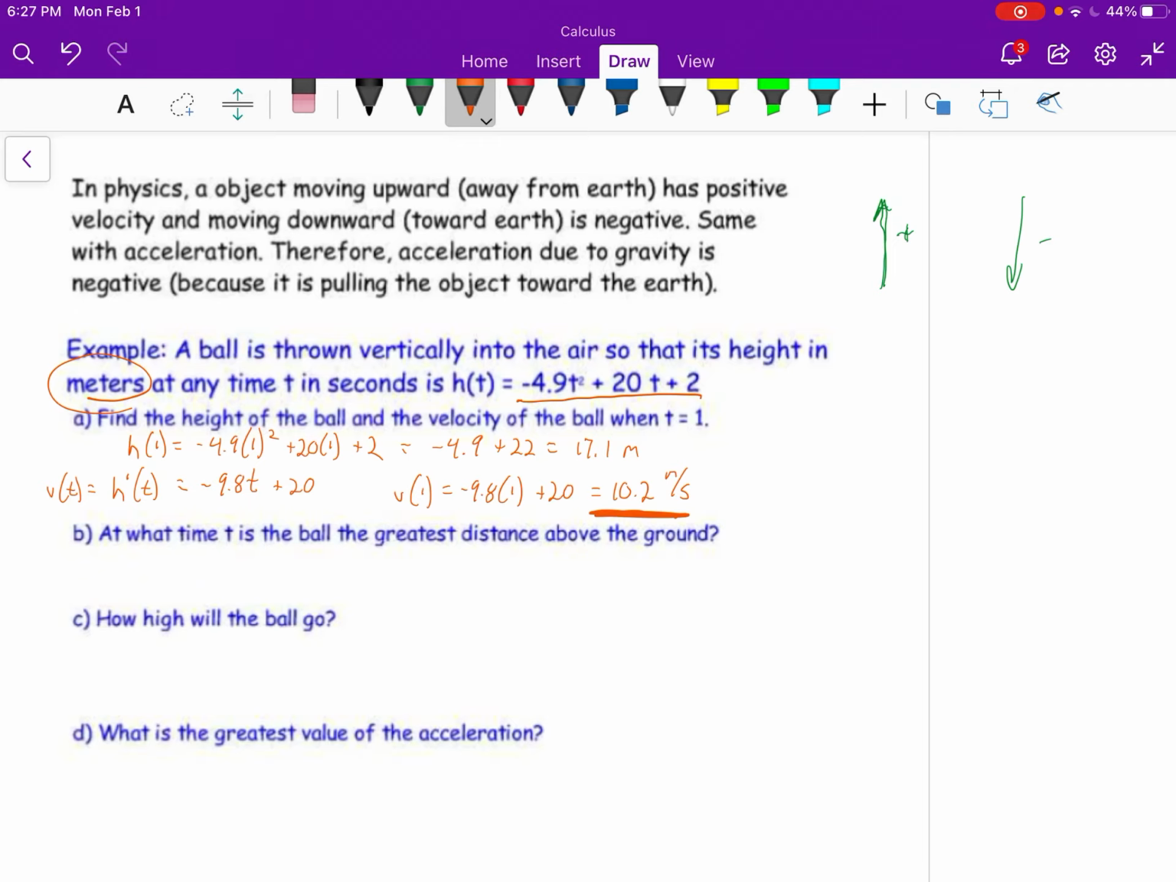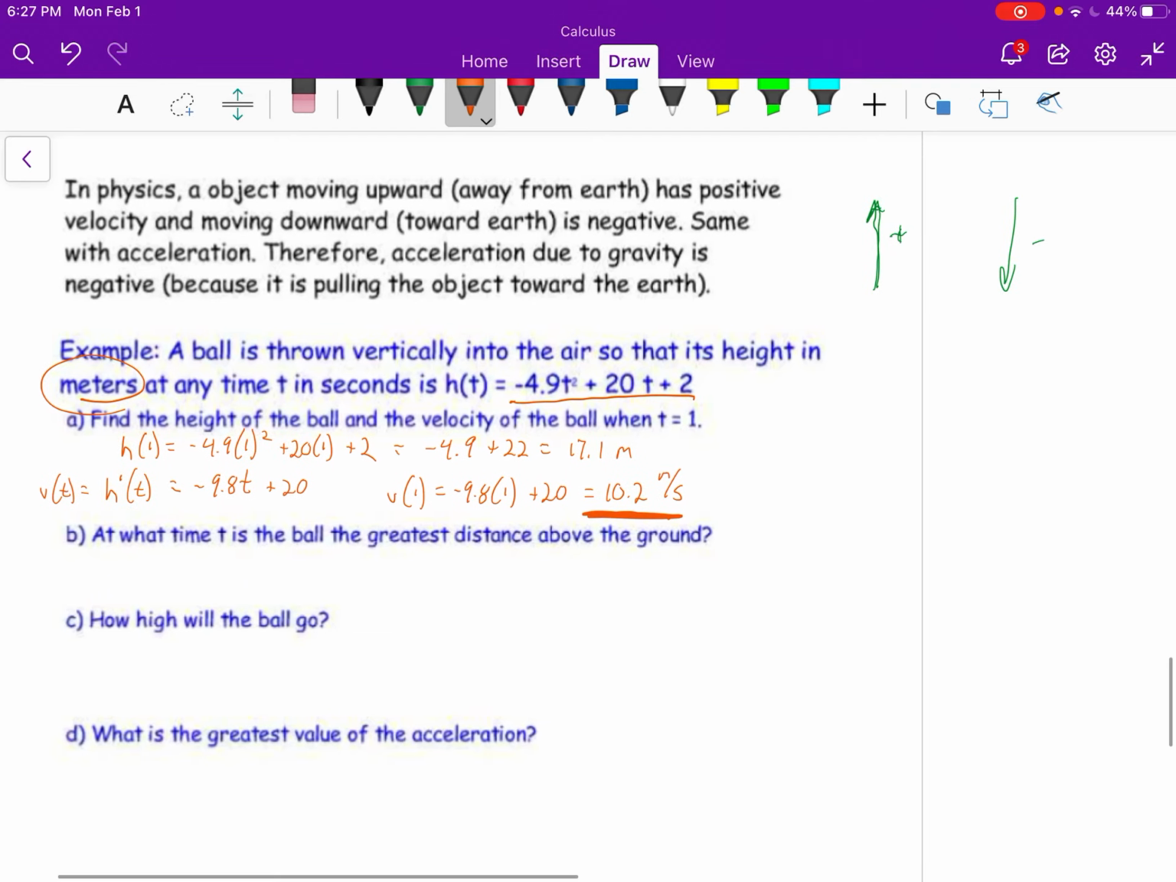At what time is the ball the greatest distance above the ground? Well, we have to think through this for a quick second. The ball goes up, and then it comes down, right? So its greatest distance is when it is momentarily at rest. It's going up, gravity's pulling it down, it comes to a stop. So velocity is 0. And so we want to find when the velocity is equal to 0. So we have negative 9.8 t plus 20 is equal to 0.